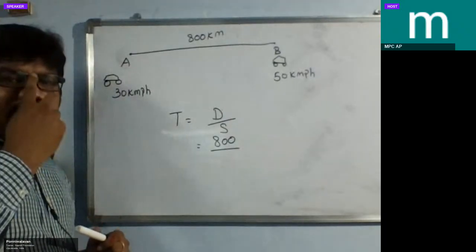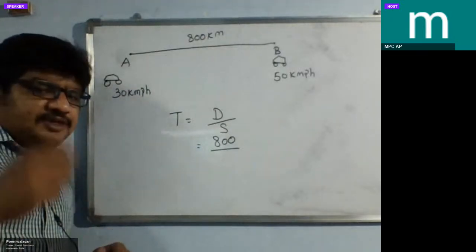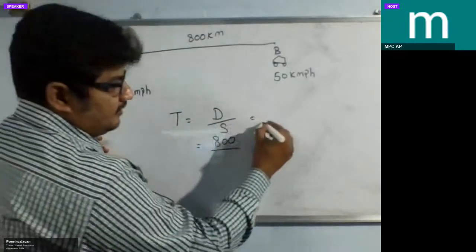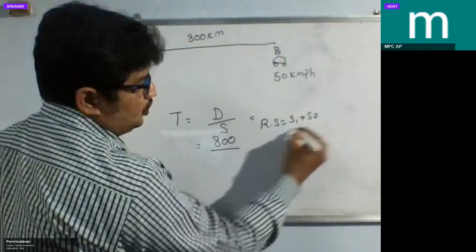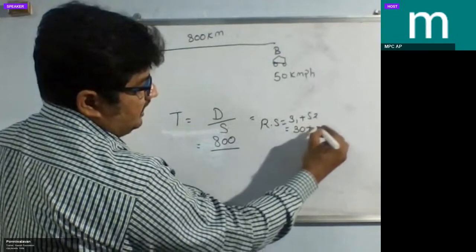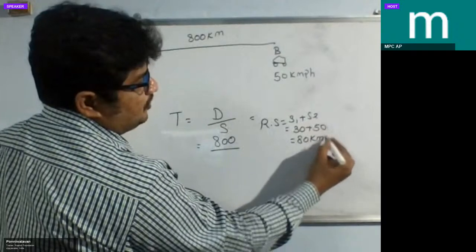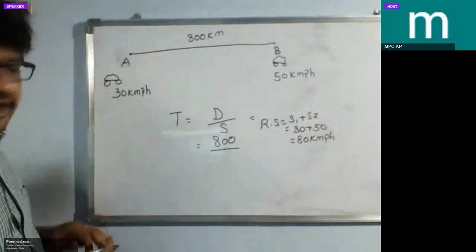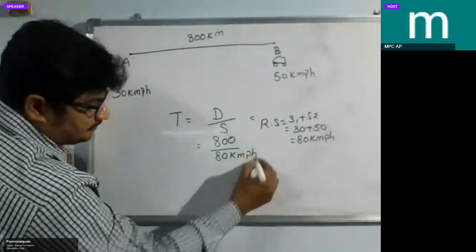Average speed or relative speed? Relative speed. Opposite direction means what is the relative speed? S1 plus S2. S1 is 30 and S2 is 50. So what is the relative speed? 80 kilometer per hour.